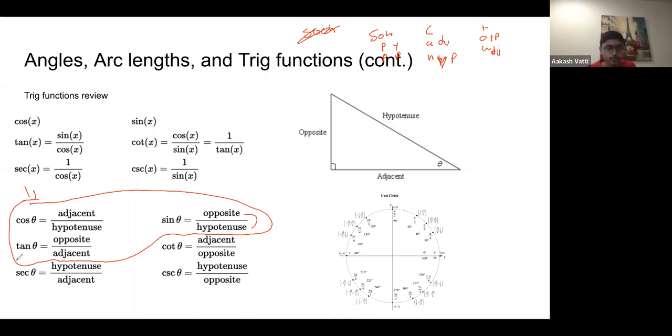As for the rest of them, secant is 1 over cosine. Cotangent is cosine over sine, or 1 over tan.